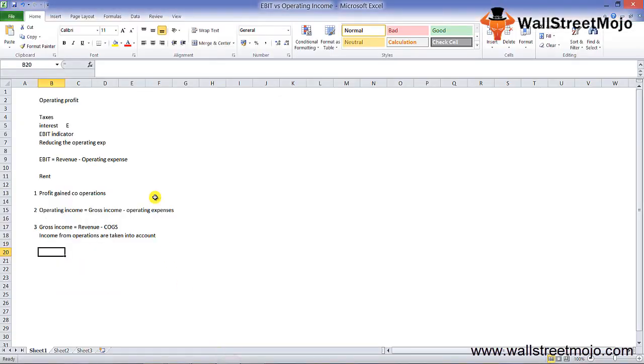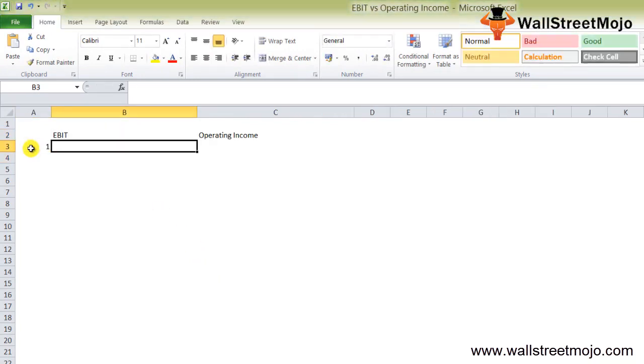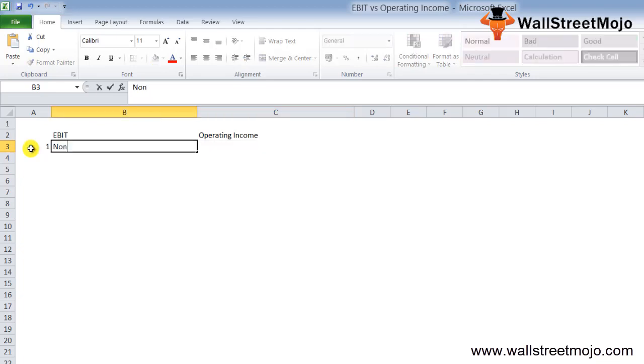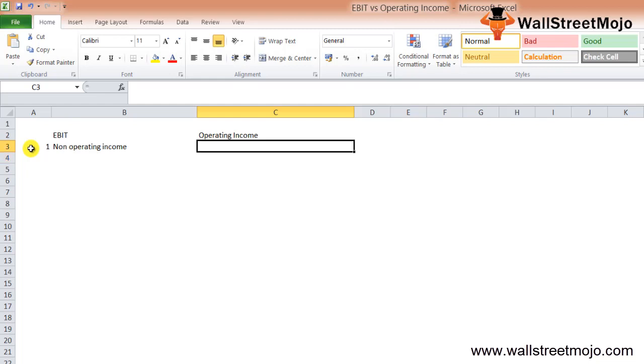Now what we'll try to do is understand some of the key differences between EBIT and operating income. One of the key differences between EBIT and operating income is the non-operating income. EBIT also includes the non-operating income that the company generates along with the income from the company's operations, but operating income only includes the income flowing through the company's operations in its statement.